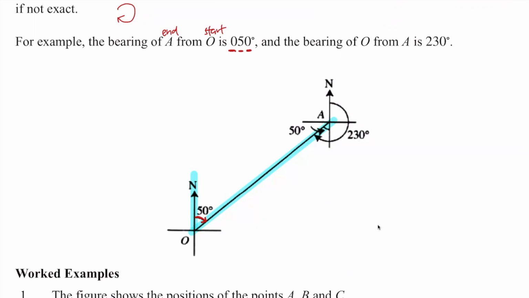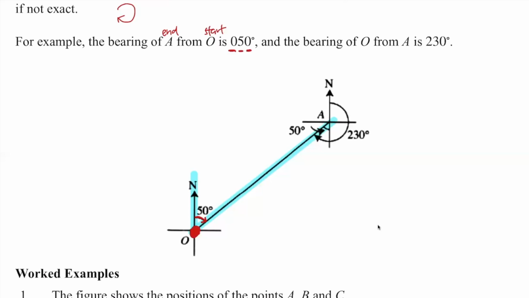Okay, so imagine now if you are standing at O, your friend tells you walk in the direction 050 degrees bearings. Then you will take your compass out, you go 50 degrees clockwise, that direction is where you want to head towards.